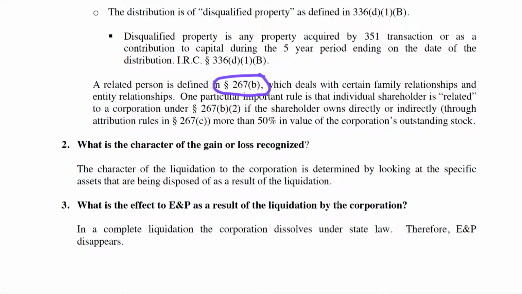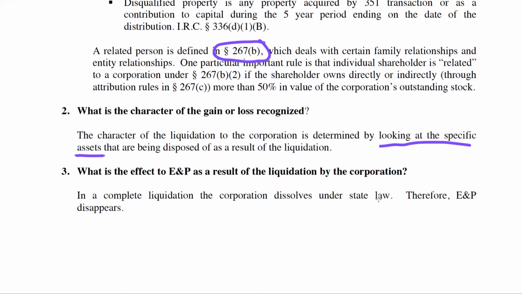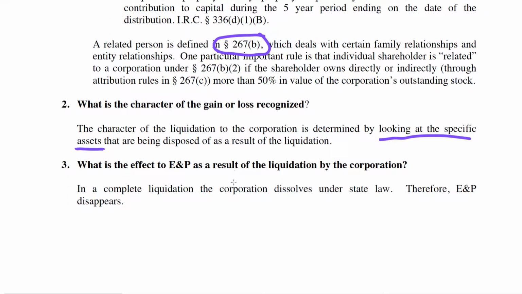The character is going to be specifically looking at the specific asset that the corporation holds. So however that corporation held that asset, whether it's a Section 1231 asset, whether it's a capital asset, whatever it is. All right, final question. What about the effect of EMP?